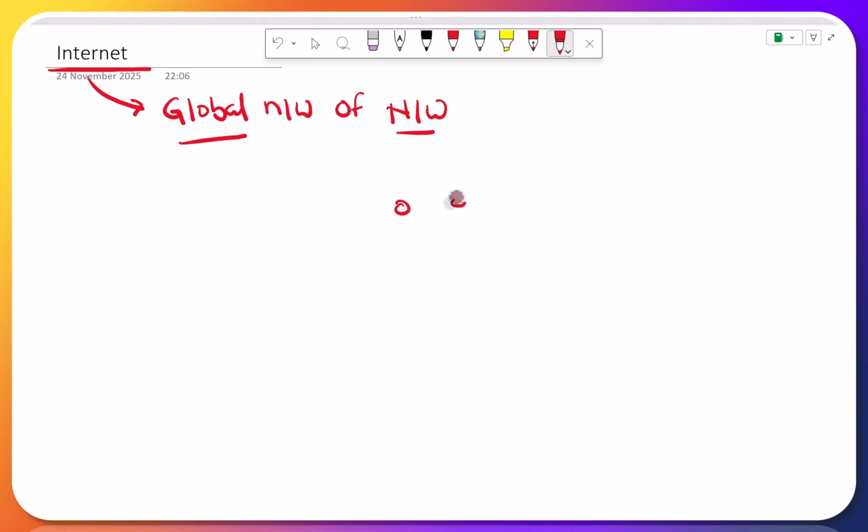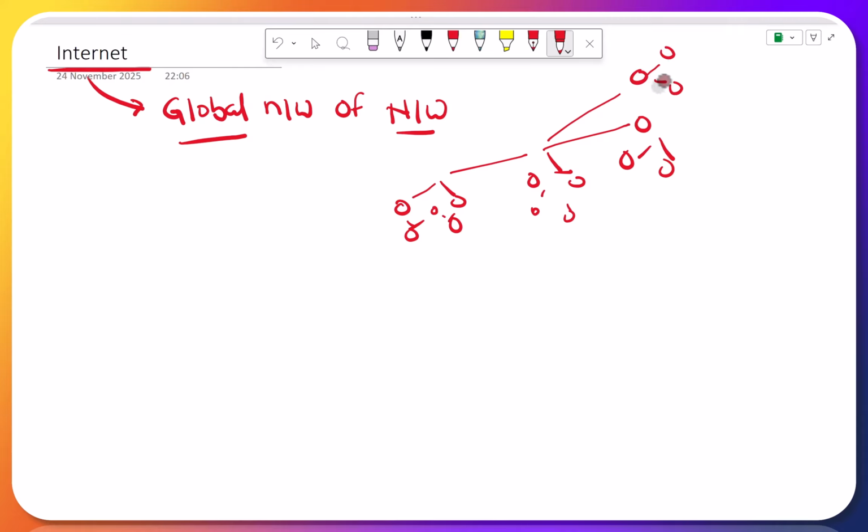Network we have seen, right? So we have this network. This network is connected to another network. This is again connected to another network. Then this is again connected to another network. So this whole mesh of networks is called the internet. So the internet is a network of networks.